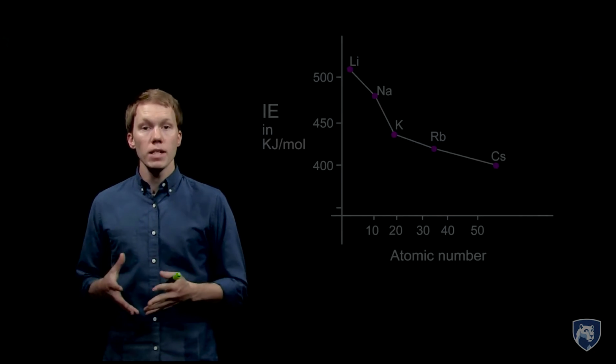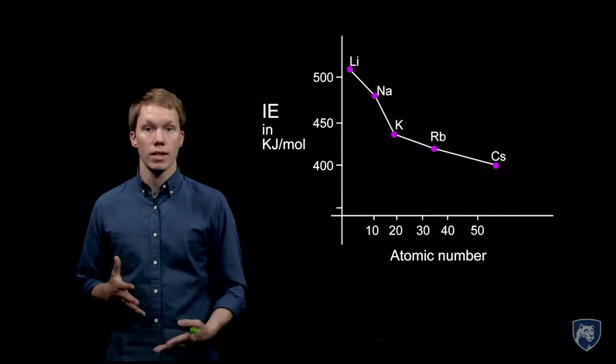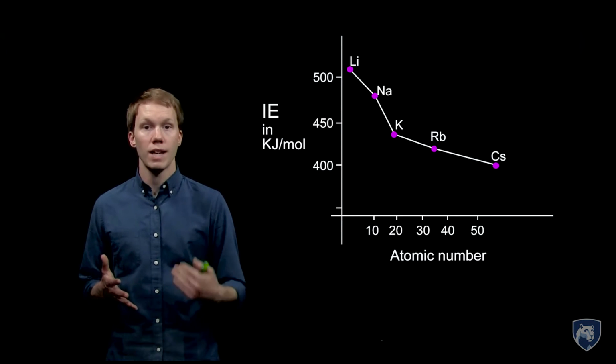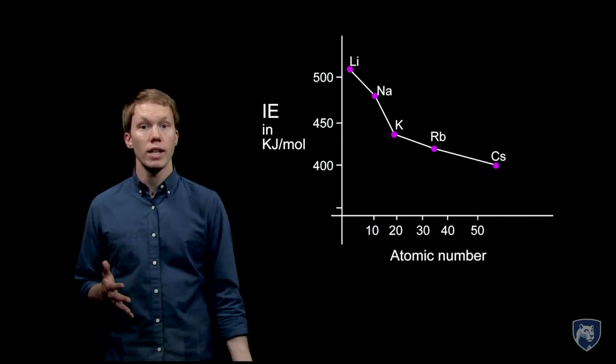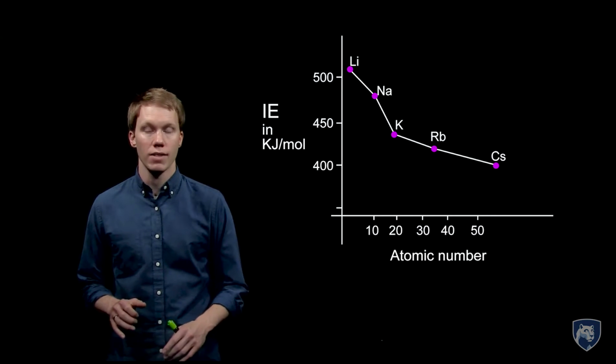Now, what is the trend in ionization energy that we need to know? Let's first look at the ionization energy trend within a group. From this plot, you can see that ionization energy decreases as atomic number increases. So as we move down the group, ionization energy is decreasing. So why? The big question I always like to ask.